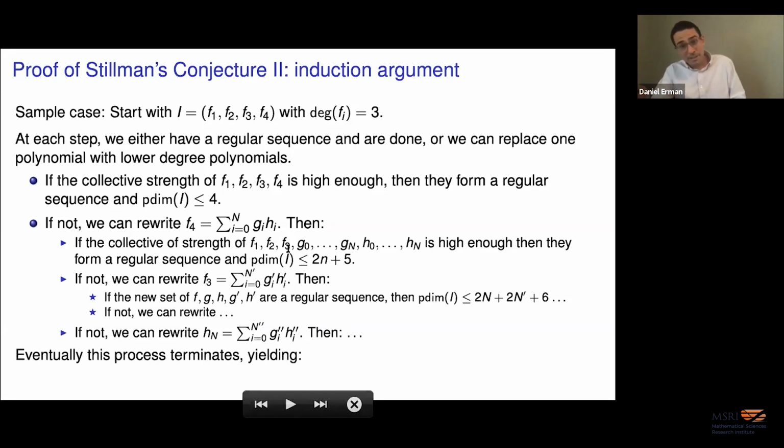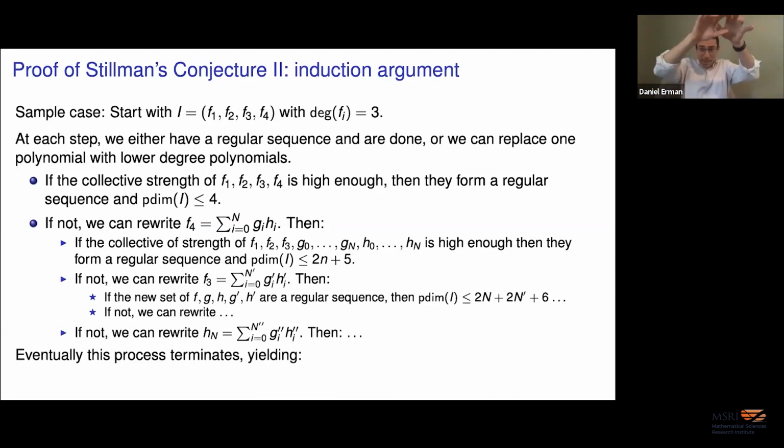If they're not a regular sequence, well, then we can blow one of the things up into lower degree forms. So maybe the F3, up to change of coordinates, we split into lower degree things. And then again, if the new guys, the new F's, G's, H's, G primes, H primes, and so on, are a regular sequence, we get a bound on projective dimension. If not, we split one of the guys into lower degree things. And so we get this iteration of cases where at each step, we terminate if you're a regular sequence, or if you're not a regular sequence, that means something had low strength.